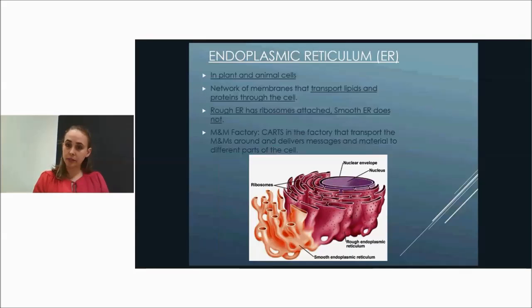The rough endoplasmic reticulum in particular has those ribosomes on it. So proteins will get made at the ribosome and go right into that rough endoplasmic reticulum for further processing and packaging, whereas the smooth endoplasmic reticulum will process and manufacture the lipids or the fats. The M&M factory analogy is that the endoplasmic reticulum are the carts in the factory that transport the M&Ms around and deliver messages and materials to different parts of the cell.